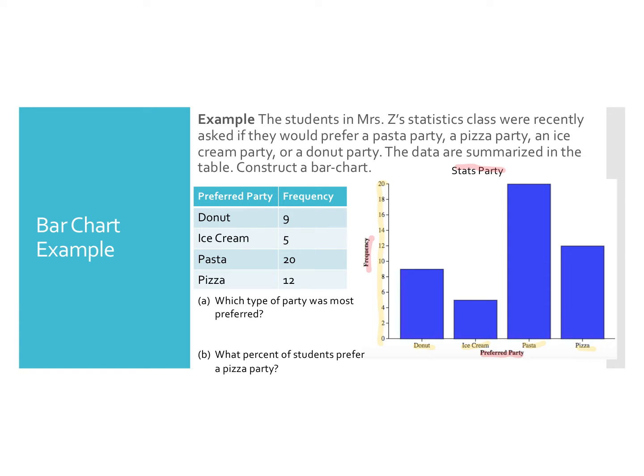So if we go to answer the question, which type of party was most preferred, it should be obvious here that pasta was most preferred. And what percent of students preferred a pizza party? Well, we would have to take the pizza total divided by our total altogether, which in this case is 46, which gives us a percentage of 26%.